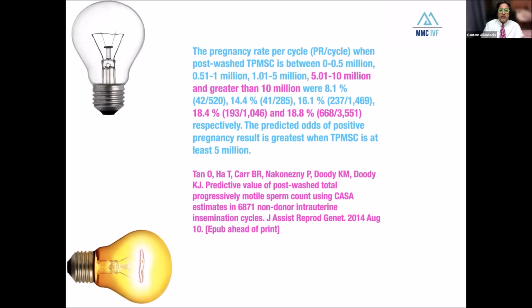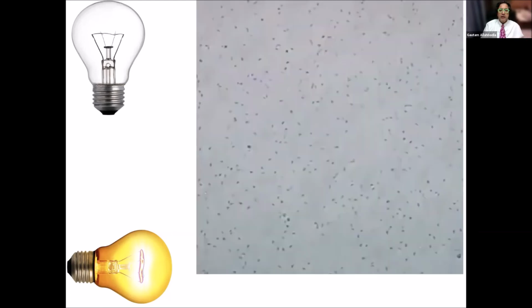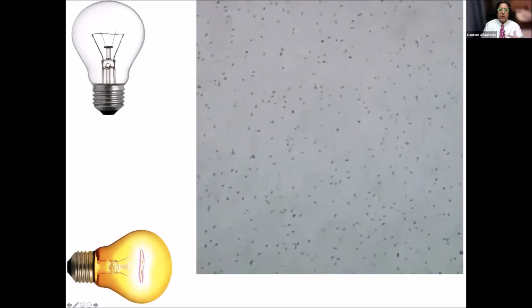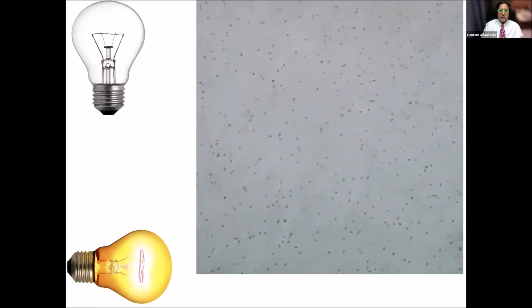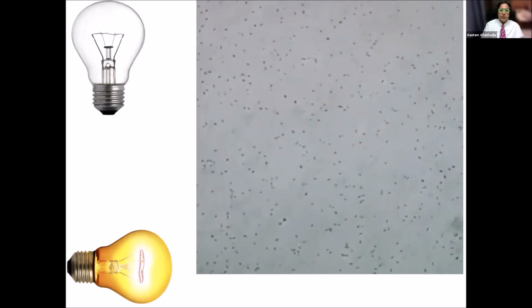This is a study to predict the value of post-wash total progressively motile sperm count. The total progressively motile sperm count is divided into 0 to 0.5, 0.5 to 1, 1 to 5, 5 to 10, and greater than 10. IUI works best when the total progressively motile sperm count is at least 5 million. If it is more than 5 million, then that is the least that is required, the total progressively motile sperm count, not the total sperm count. This slide shows how a post-wash sperm sample, a capacitated, clean, forward progressive sperm sample that is used for IUI, looks like under the microscope.